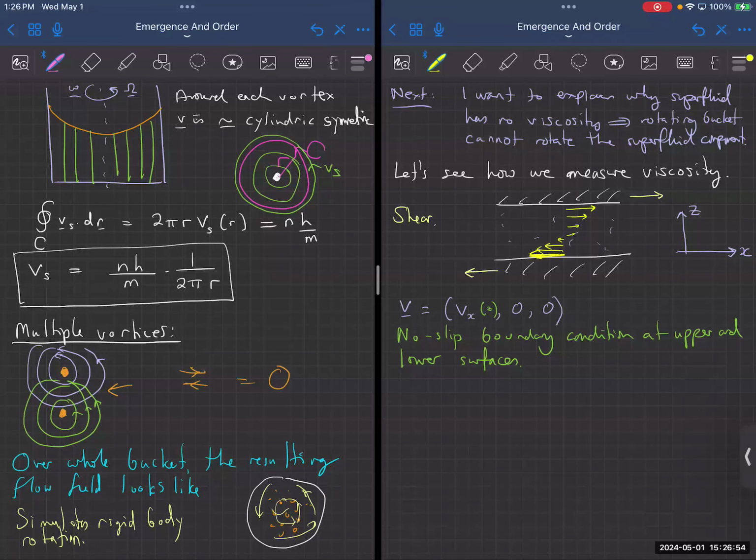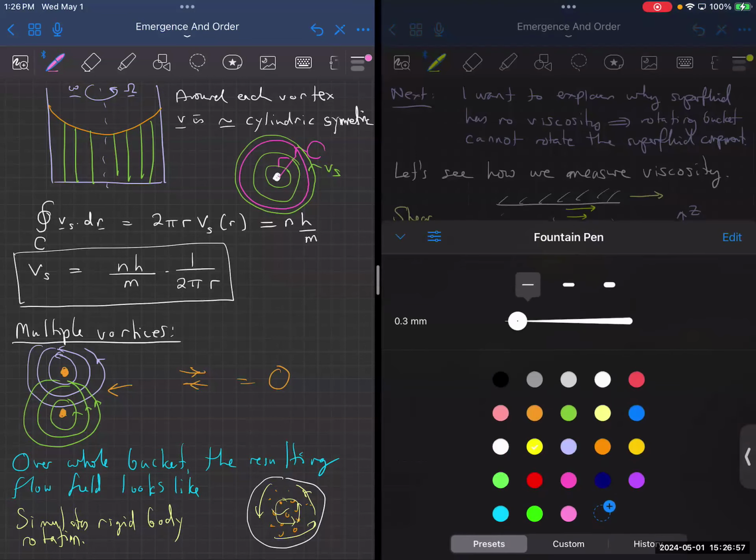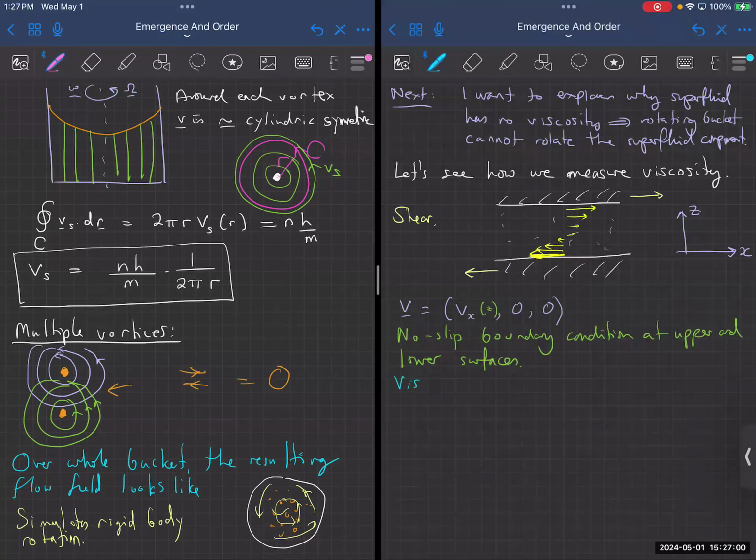So what's going to happen then is that there's going to be viscous drag at the wall. In other words, when I try to push the wall like this, I have to exert some force in order to make this happen, because the fluid is sticking to the wall, and I've created a velocity gradient in the fluid. So there is a velocity gradient in the fluid, and that is going to exert a drag force.